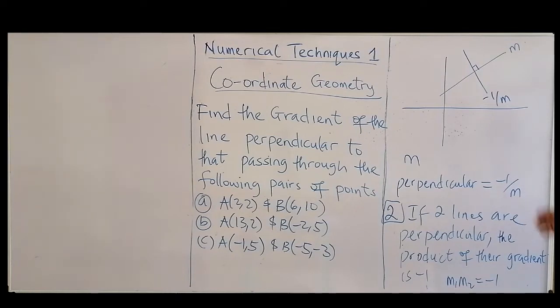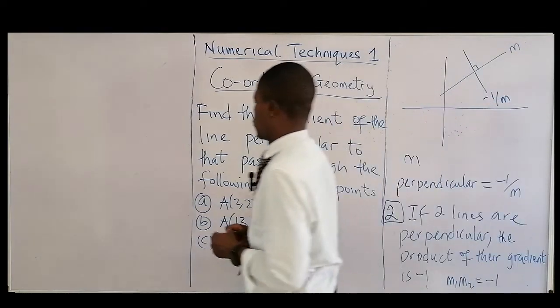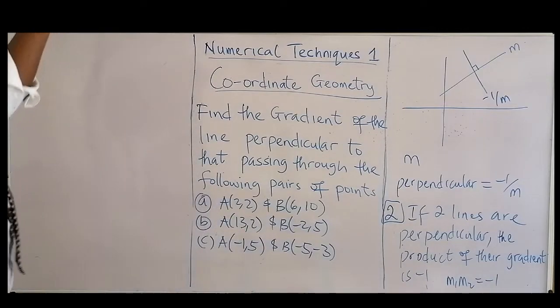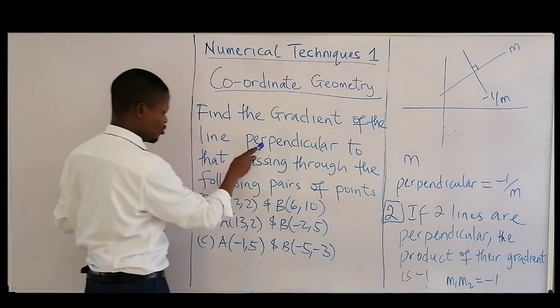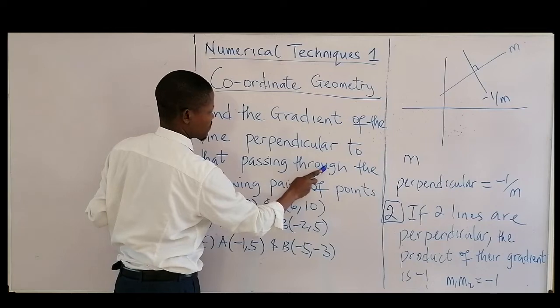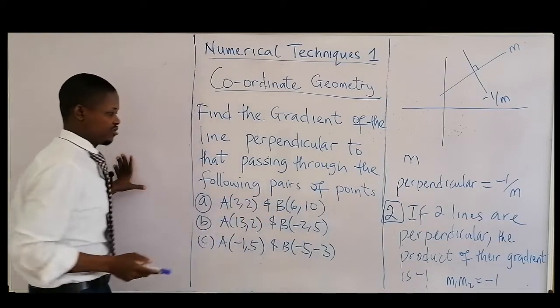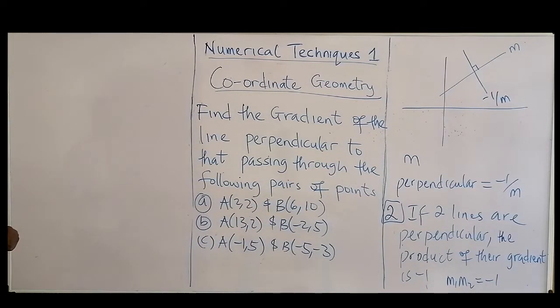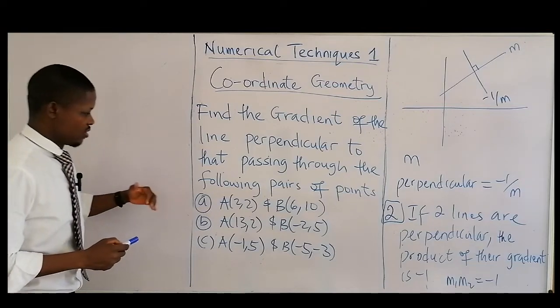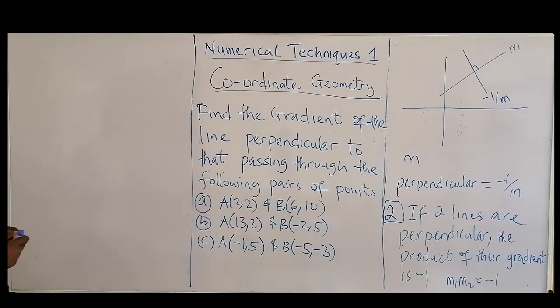Okay, so that's that. Without wasting time, go straight to the solution to this question. Find the gradient of a line perpendicular to that passing through the following pairs of points. So what we're going to do first here, we have to get the question 1.